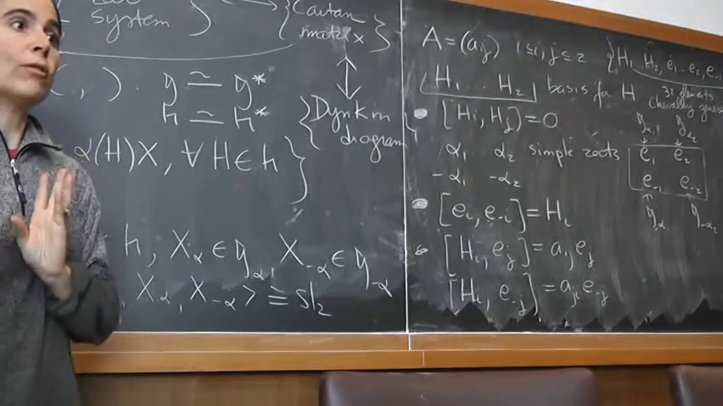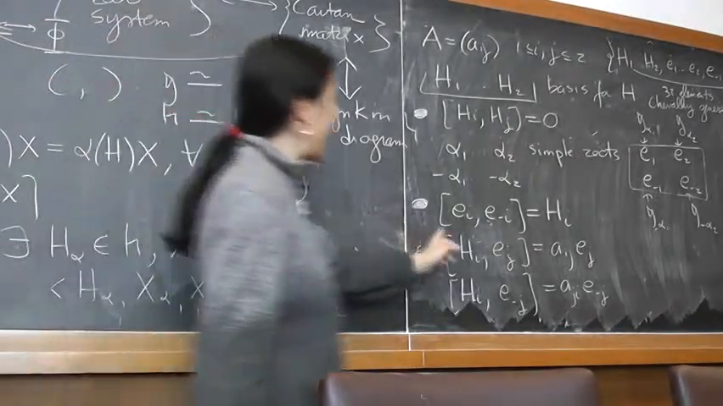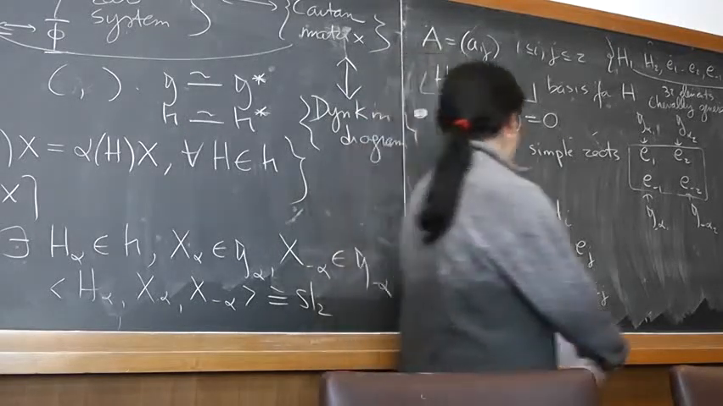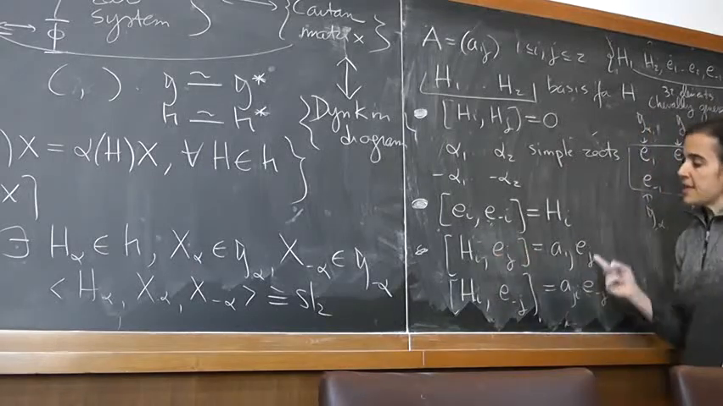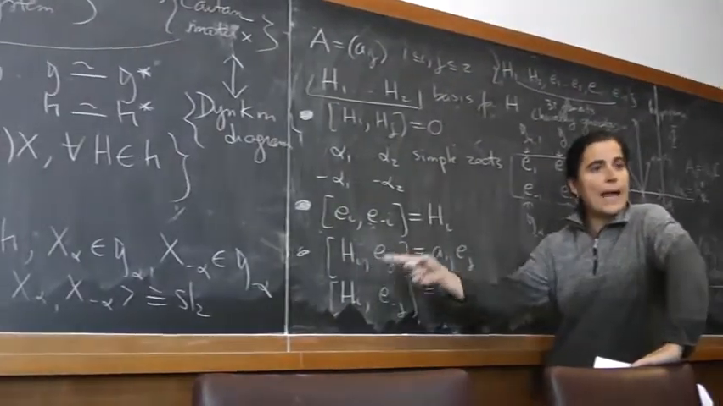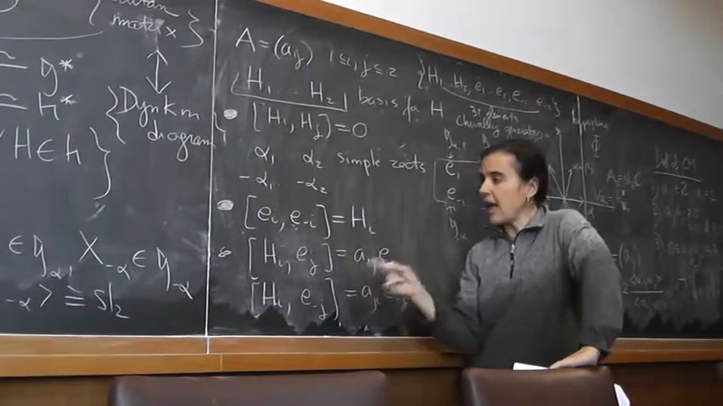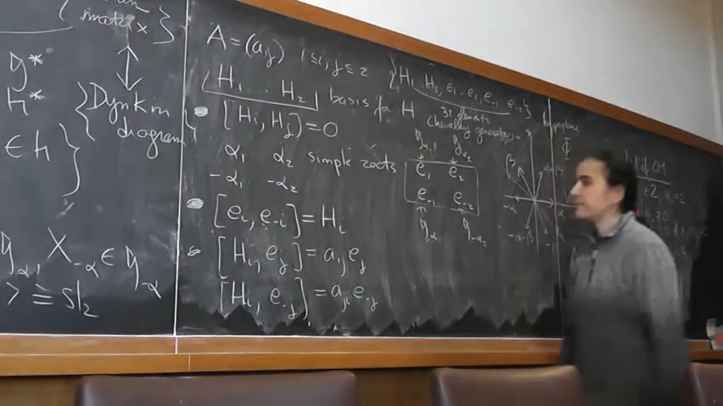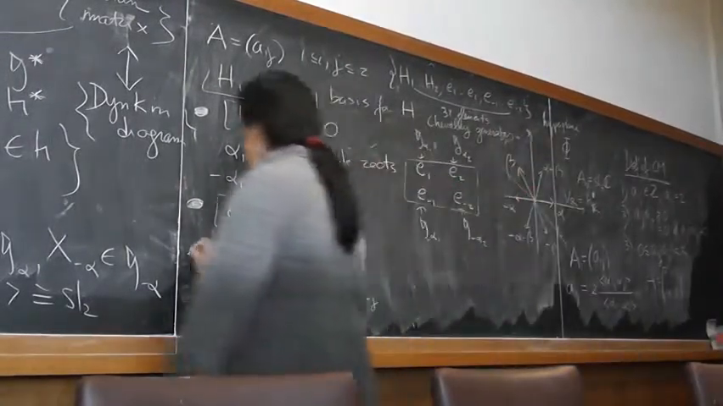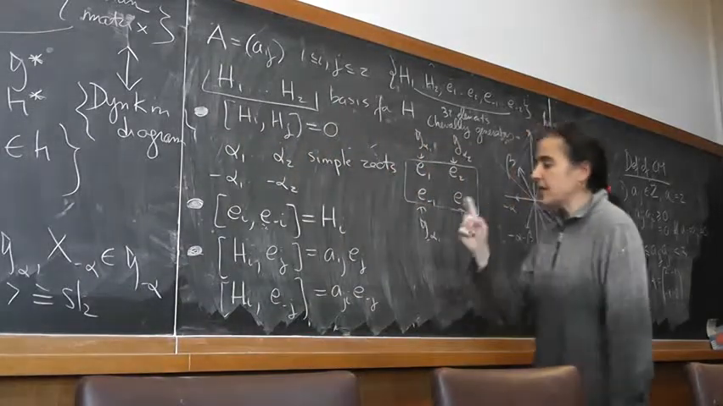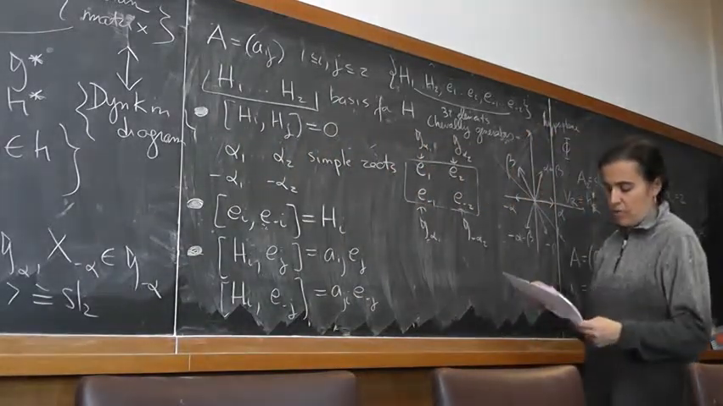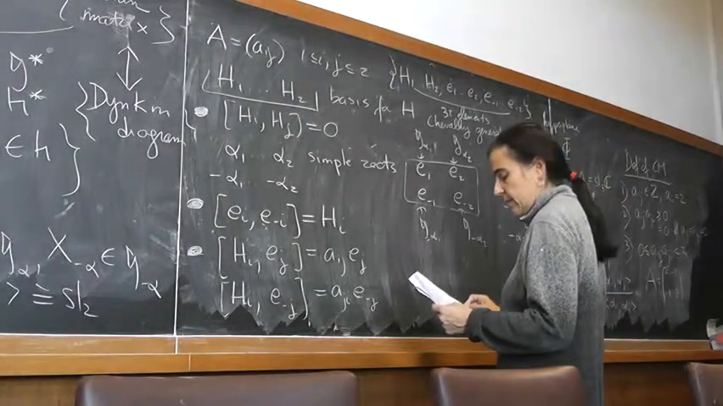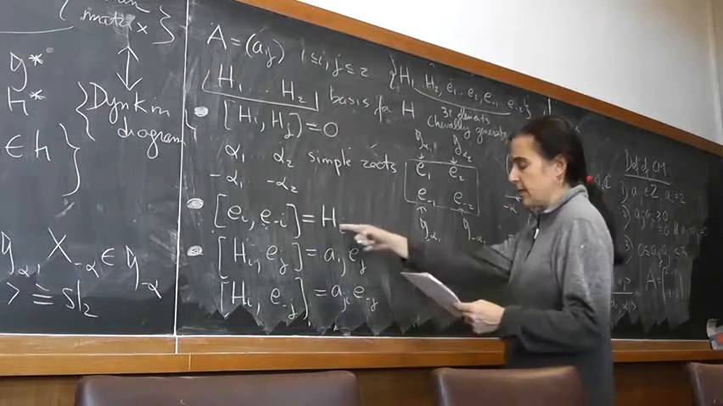Well, it has to be shown though, it's not obvious, because we know that [H_i, E_i] is 2 times E_i. We know this when i is equal to j. We don't know when i is different from j. It's not hard to show, but it requires some analysis of the root system. So these are the relations, and then you have [E_i, E_j], which is 0? No, it's not 0. What am I saying? You have that, yes, this here.